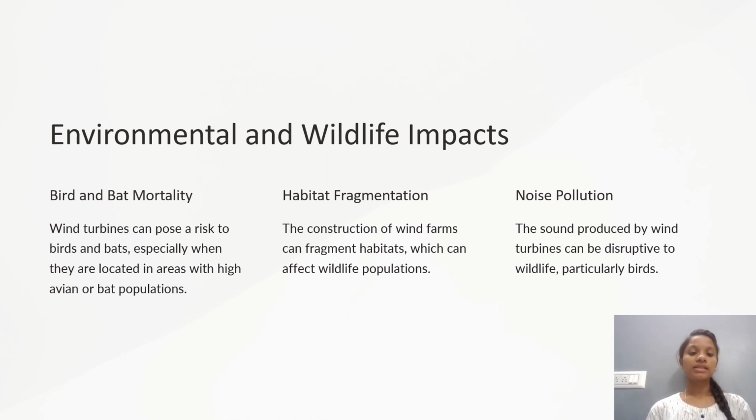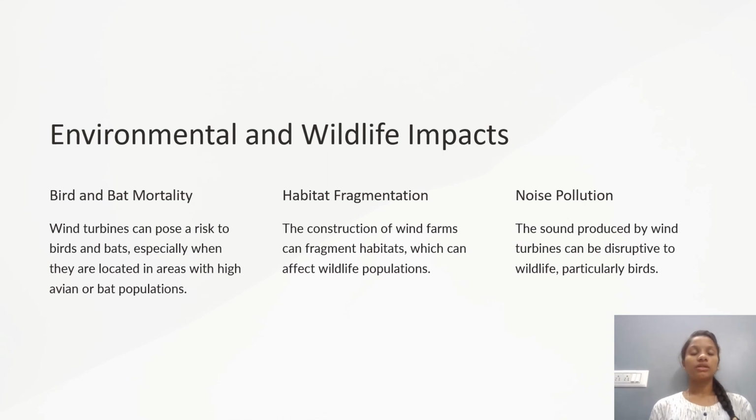Next, let me discuss environmental and wildlife impacts. First is bird and bat mortality. Next is habitat fragmentation. And next is noise pollution. The first is bird and bat mortality. Wind turbines can pose a risk to birds and bats, especially when they are located in areas with high avian or bat populations.